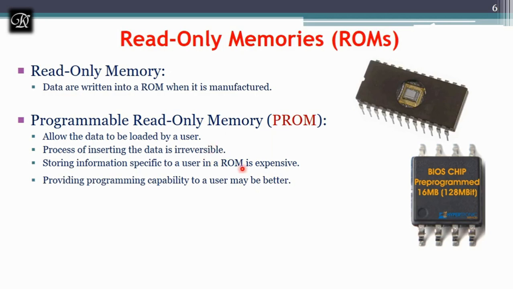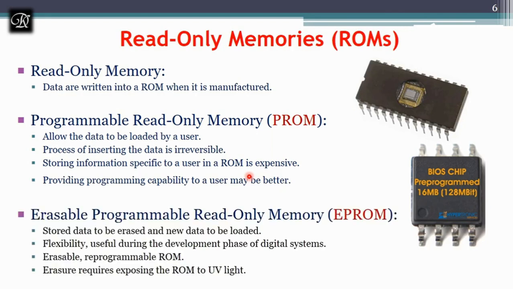But these tasks are expensive once we make a mistake. That's why we have a solution with the EPROM. This is another type of ROM which allows the stored data to be erased and new data to be loaded. Such an erasable reprogrammable ROM is usually called EPROM. It provides considerable flexibility during the development phase of a digital system, since EPROMs are capable of retaining the stored information for a long time.